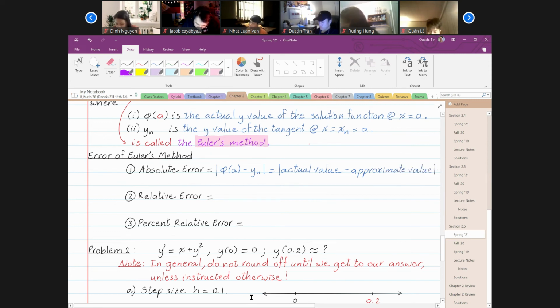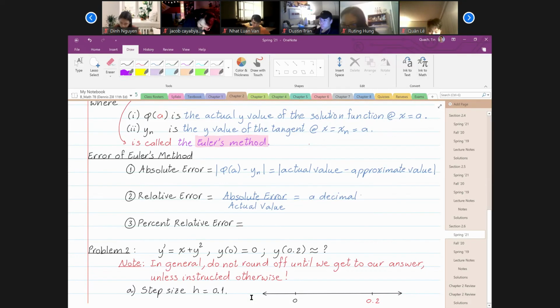Okay, the relative error is when you take the absolute error and you divide it by the actual value. And when you do that, usually it's going to be equal to a decimal, right? And then percent relative error tells you whether it is 1%, 2% error.